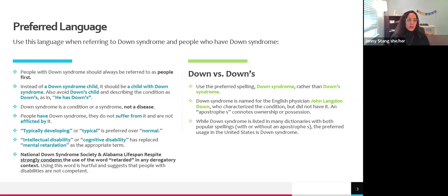So whenever we're talking about someone with any type of diagnosis, but Down syndrome in particular, we want to use person-first language. And really all that means is instead of introducing or leading with the diagnosis, we lead with the person.